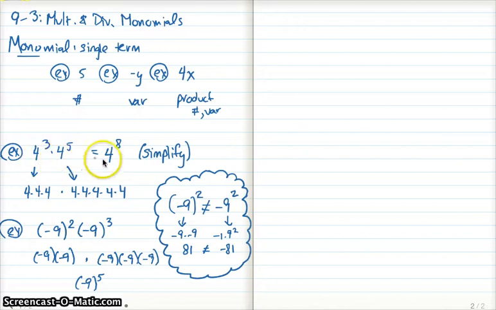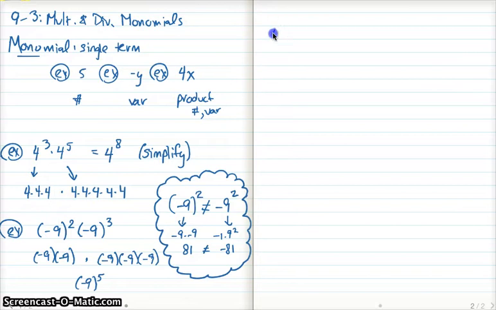I'm keeping the same base each time. But what am I doing with the exponents? Can you figure that out? It turns out that when you are multiplying powers with the same base, you can simplify them by adding the exponents together. That saves you the step of writing out 4 times 4 times 4 times 4 times 4 times 4 times 4 times 4.